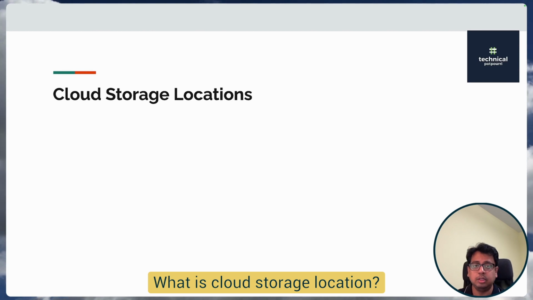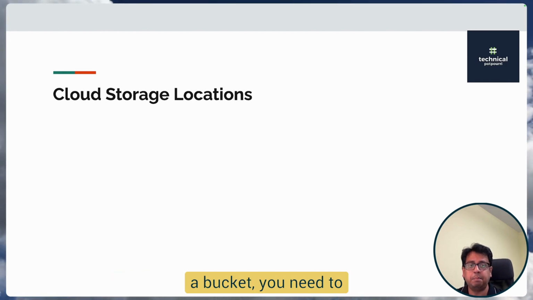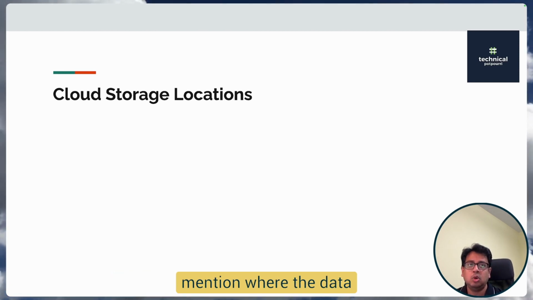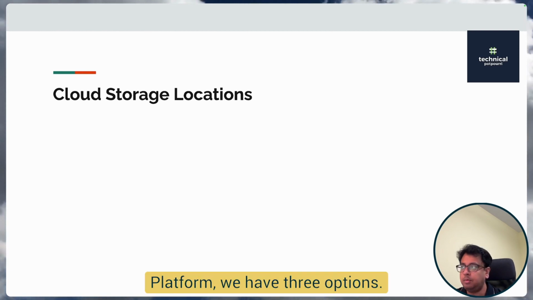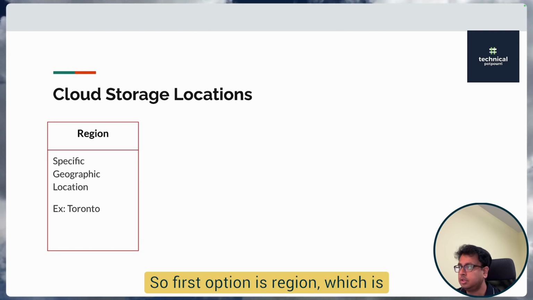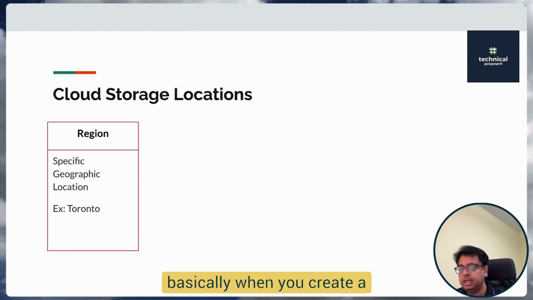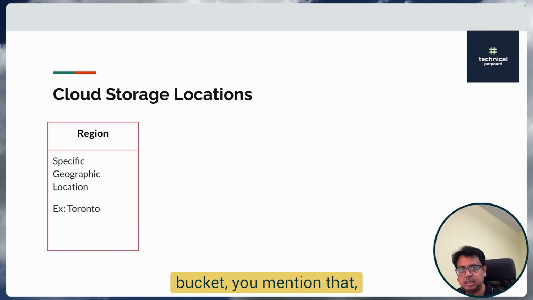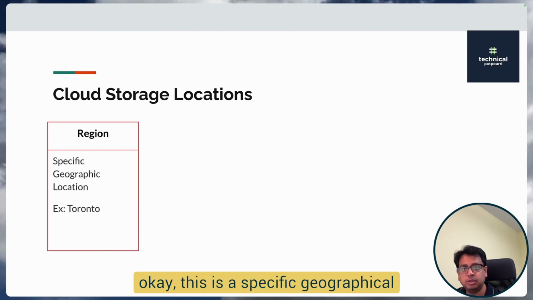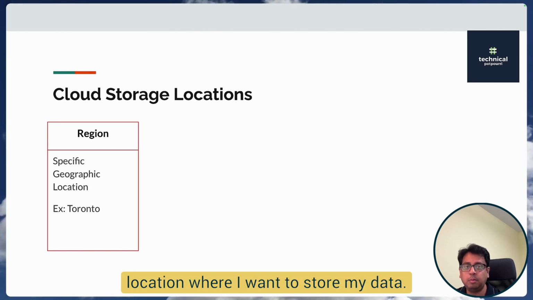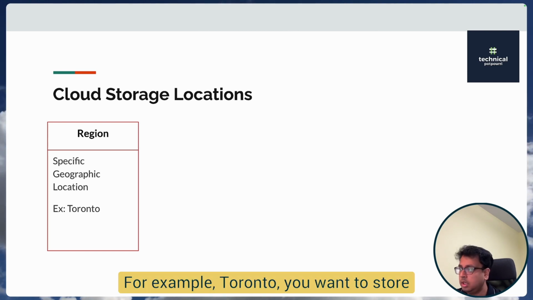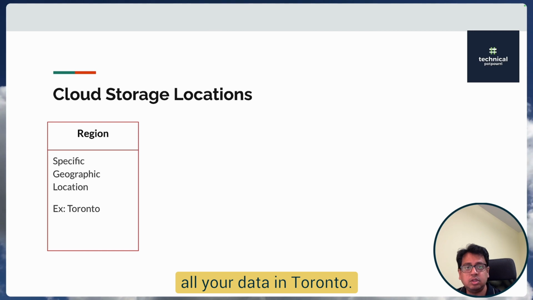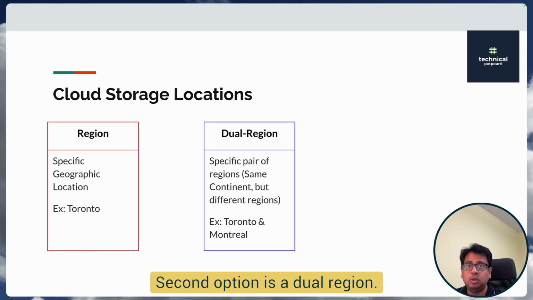What is cloud storage location? As I was mentioning, when you create a bucket, you need to mention where the data will be stored. In Google Cloud Platform, we have three options. The first option is region, which is basically when you create a bucket, you mention that this is a specific geographical location where I want to store my data. That option is called region. For example, Toronto, you want to store all your data in Toronto. So that's called region.